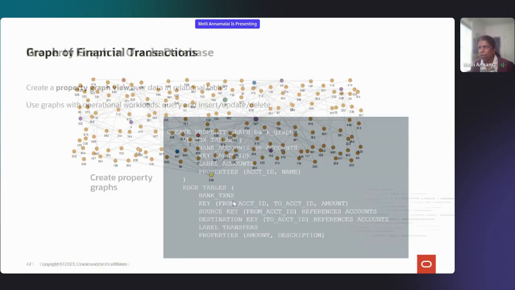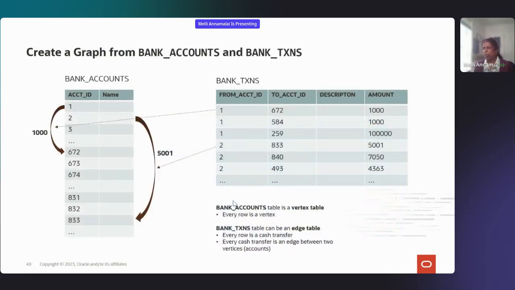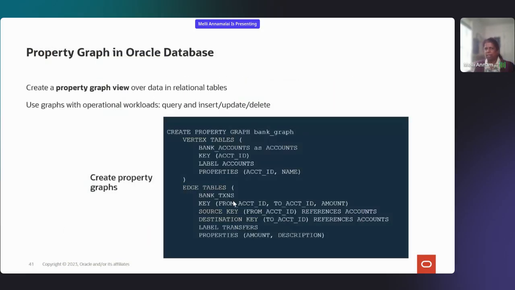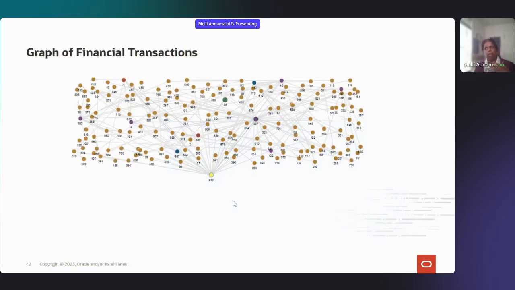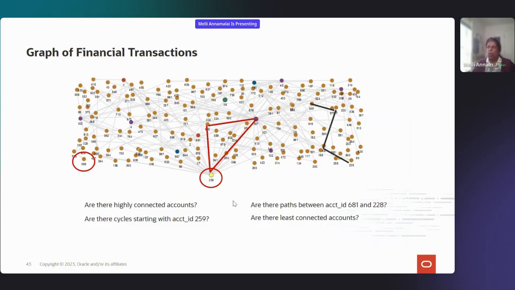So you can start with a table like this, and when you execute a statement like this, the create property graph statement, you have a graph. And this is what most of us are familiar with in terms of a graph. We are looking at different vertices and how they're connected to each other. So we can start asking business questions such as, which are the highly connected accounts? Which are the accounts that are connected to each other in a cycle? Are there paths between two accounts, and so on? These are the graph questions that you want to ask with the graph query language, graph syntax.